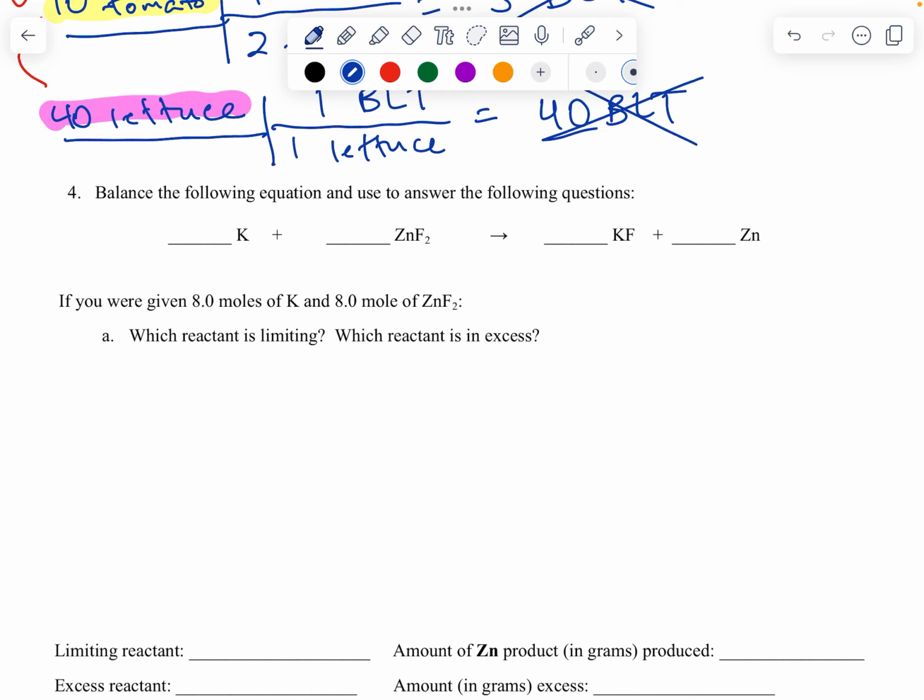I have 1 K on both sides, but the F's are the only things that are off. There's 2 on the left on the reactant side, so I need 2 on the product side. That is also going to change the amount of potassium that I need on the left. And if you want, as a placeholder, you can put 1s in by the zinc fluoride and the zinc on the product side. So in this case, just like above, we have 2 starting amounts.